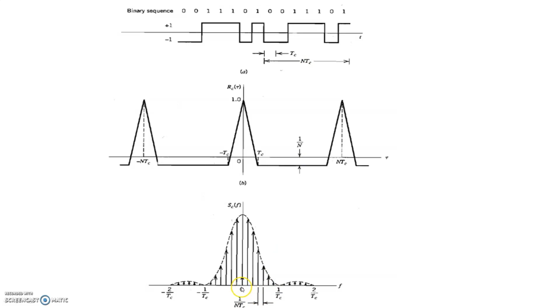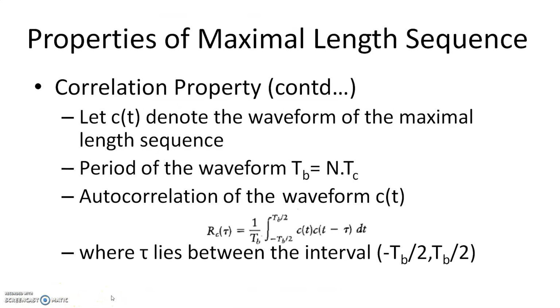And you can see at zero it is the peak, at 1/Tc it is zero, 2/Tc it is zero, 3/Tc is zero, and so on. Similarly, -1/Tc it is zero, -2/Tc also it is zero, and so on. So this is the property of the power spectral density. We will see the explanation of that and derive some expressions for that.